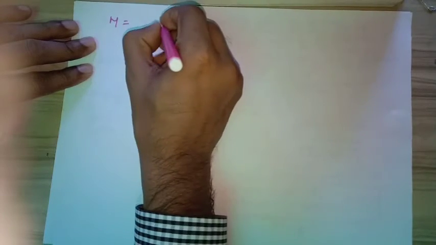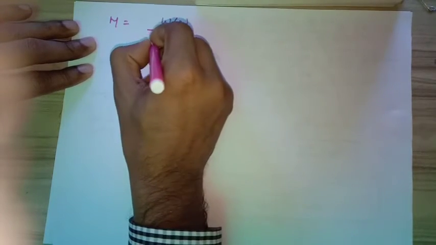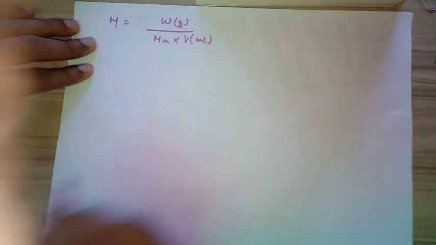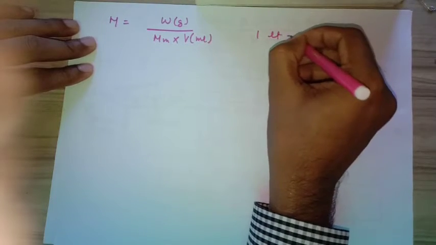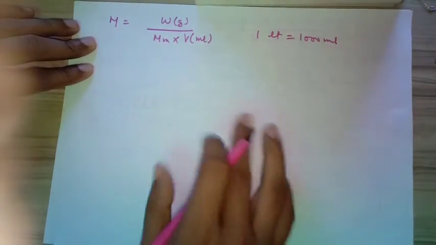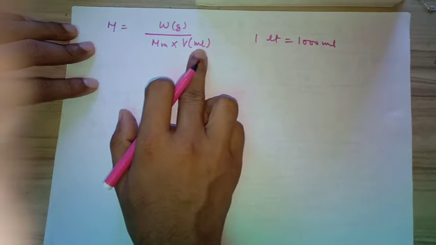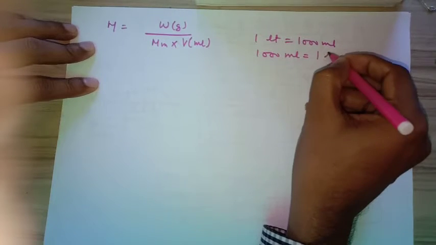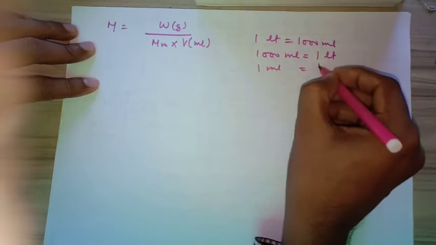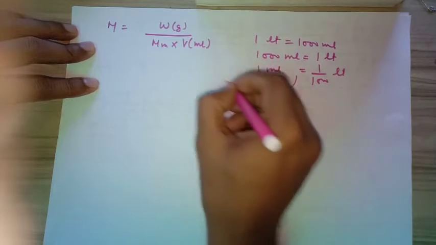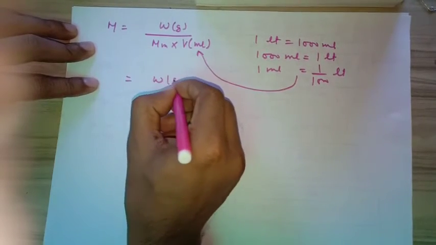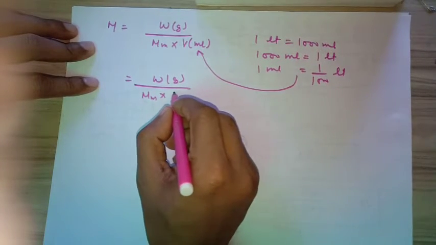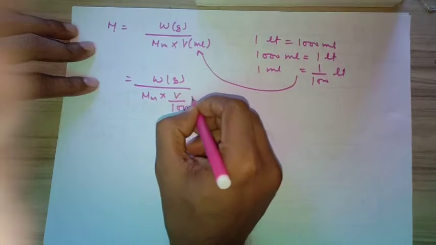Now molarity will be W in grams, weight of solute, upon molar mass. Suppose volume is given in ml. Now we know that 1 liter is equal to 1000 ml. Now this term has to be converted into liter, so we have to take the reverse. So 1000 ml will give us 1 liter, so 1 ml will give 1 by 1000 liter, and this has to be placed over here. So it will be W in gram upon molecular mass into V by 1000 ml.